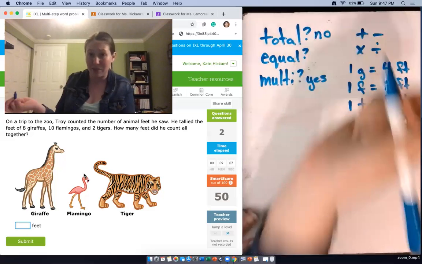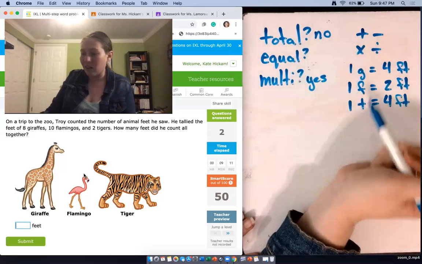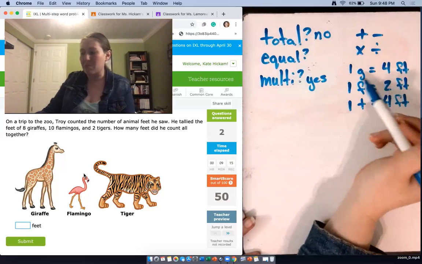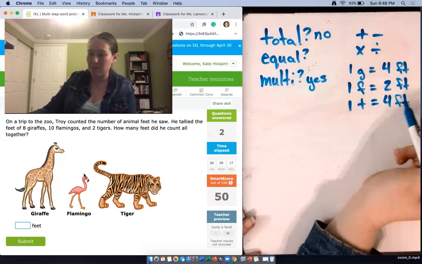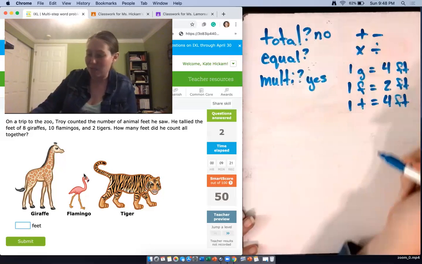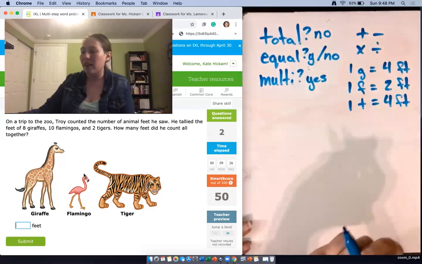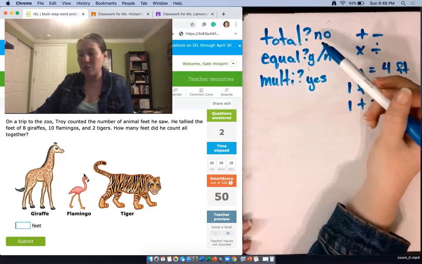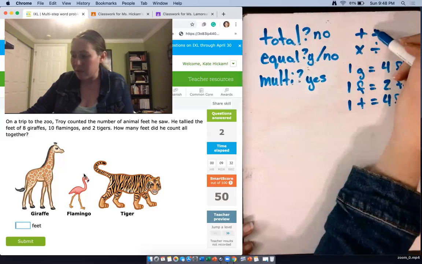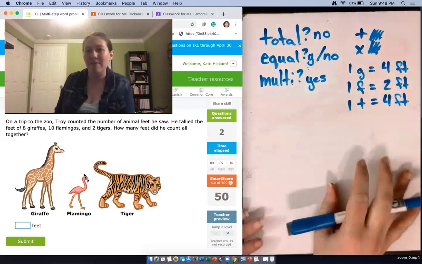We do not have it. Now, are they equal? Well, yeah, all of the giraffes have the same number of feet. All of the flamingos have the same number of feet, and all of the tigers have the same number of feet. But not every animal has the same number. So yes and no on that one. Since we don't have the total, that means our number is going to get bigger. So we can eliminate subtraction and division because those would make our numbers smaller.